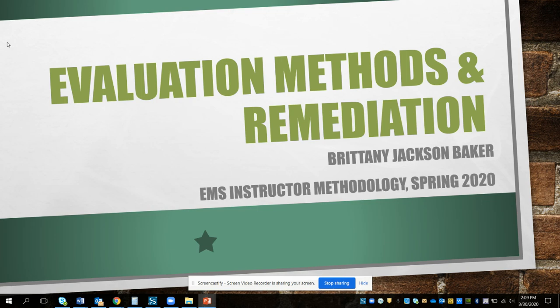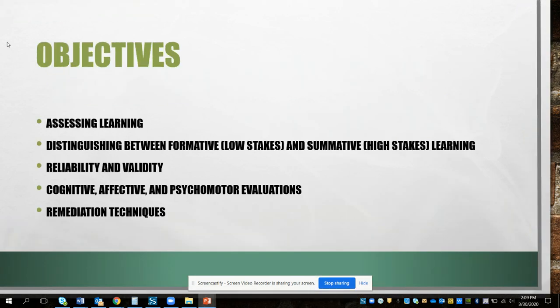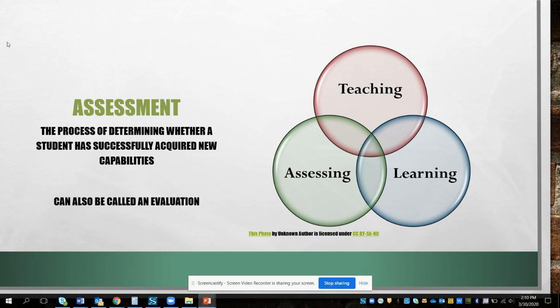So I want to talk to you guys about evaluation methods and remediation. We're going to talk about a number of things, including what it means to assess learning, how to distinguish between formative, which is low stakes evaluation, and a summative or a high stakes learning evaluation. What do the terms reliability and validity mean? We're going to talk about cognitive, affective, and psychomotor evaluations, and then also some remediation techniques.